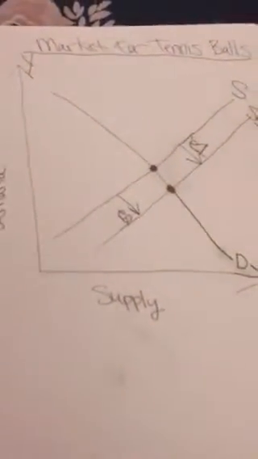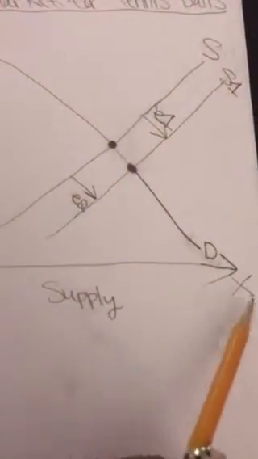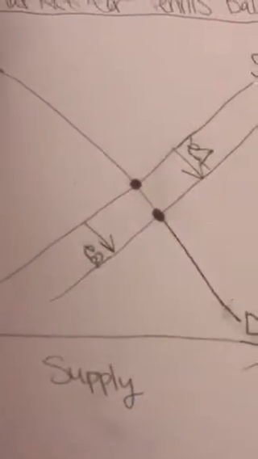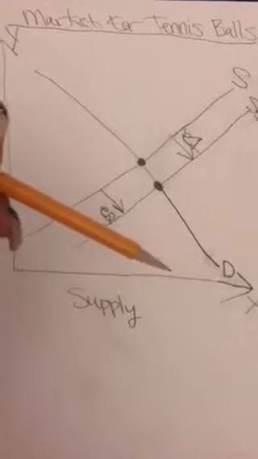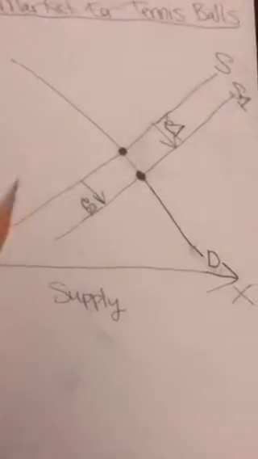This is my market for tennis balls graph. So this is my x-axis that's labeled, and then this is the y-axis that is labeled. And then here is the first line that you see for the demand that's going down, decreasing. And that's for the second line also.